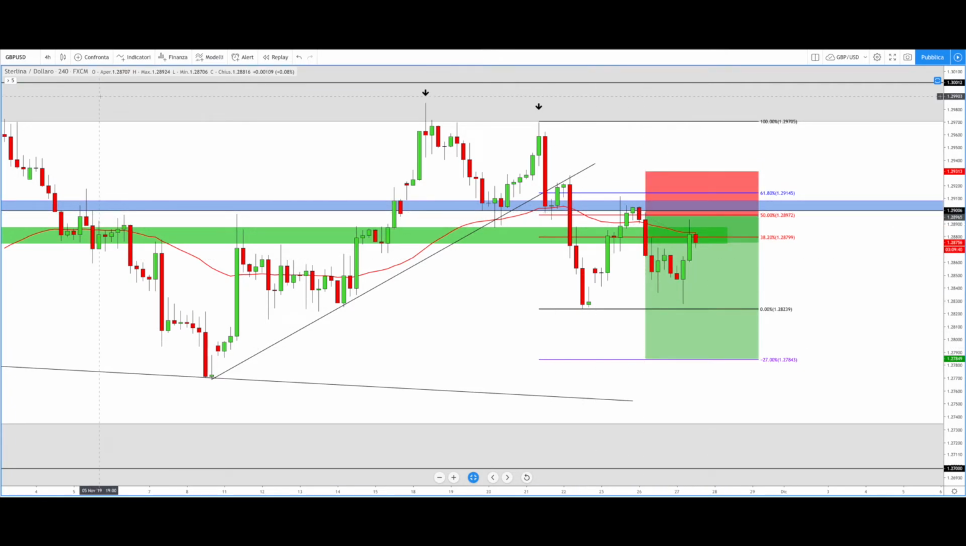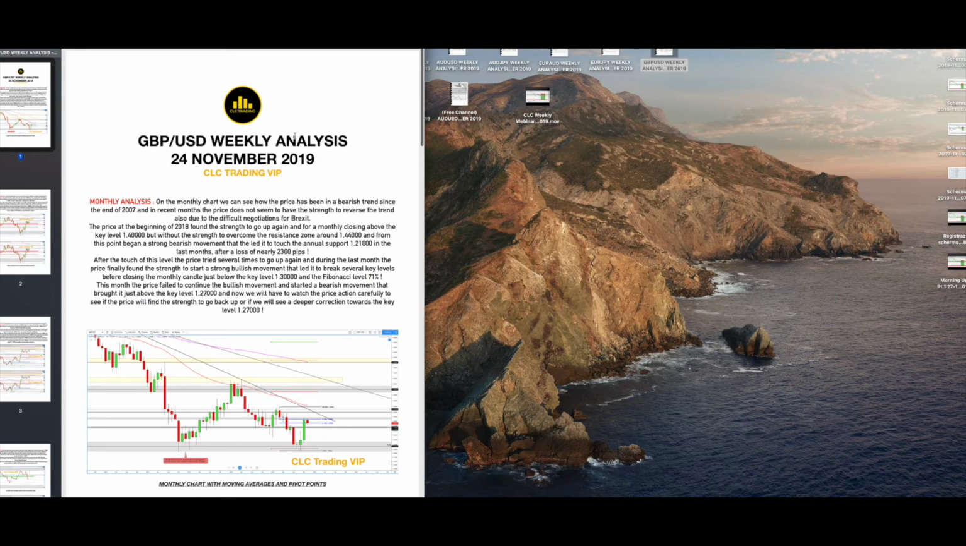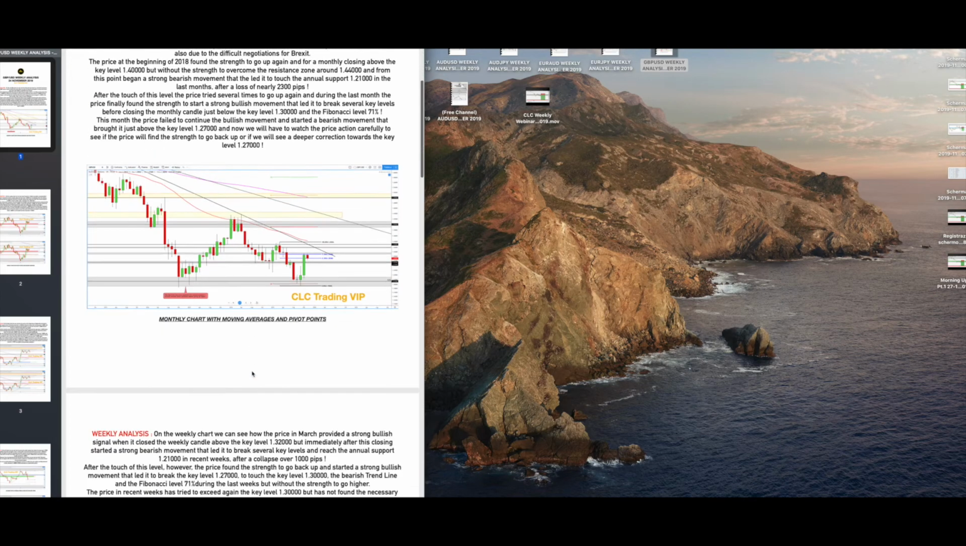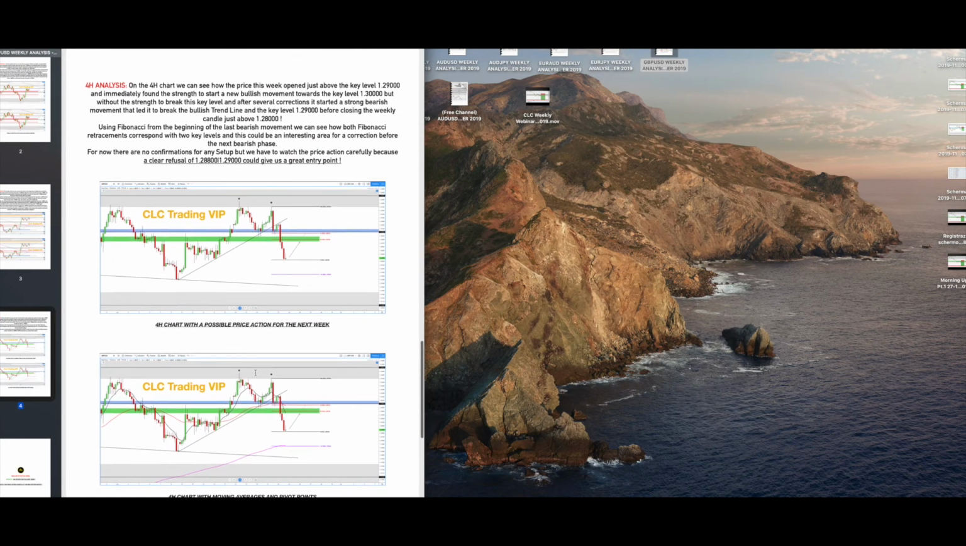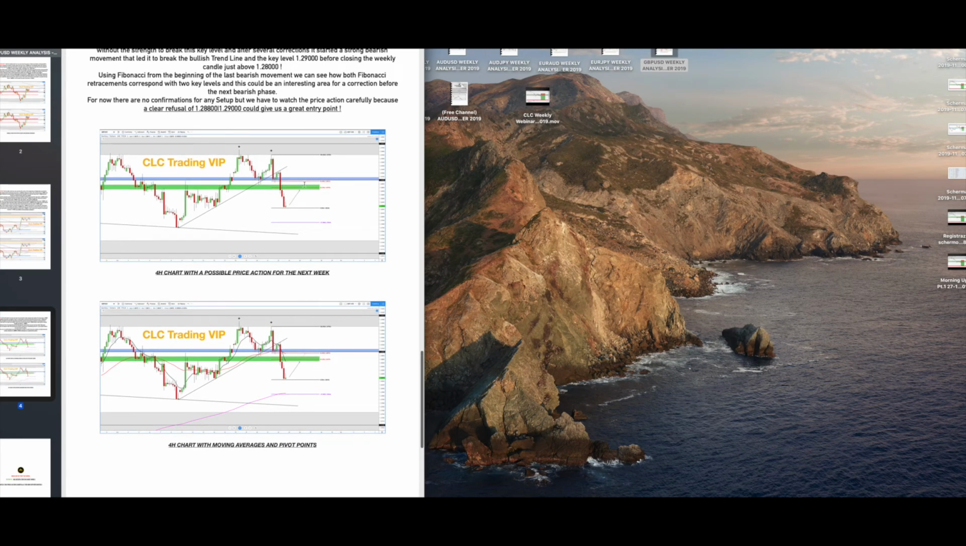And on this setup, guys, I want to show something with you, because we can see here our analysis that we shared last weekend with our CLC Trading VIP channel. We can see here that we shared this possible correction and the entry point around 1.29 on our chart with a possible price action for the next week, last Sunday, guys.